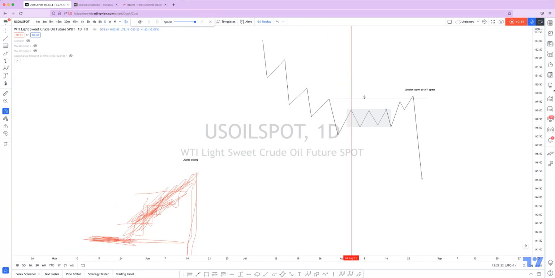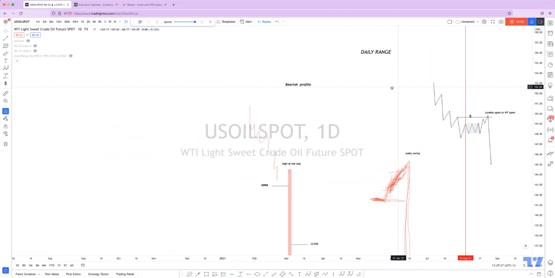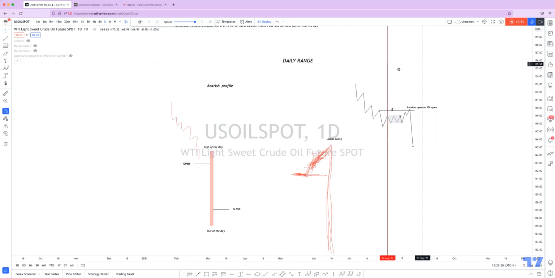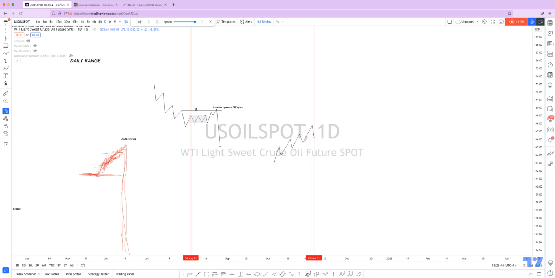The same and the opposite goes for the bullish pattern as well, because in a daily range, what do we expect to see in a bullish profile? We're looking at seeing something like this. Market is creating higher highs from the previous day. So moving into a new day, what do we see in the market also? The market starts accumulating. So that's what we have, the Asian range.